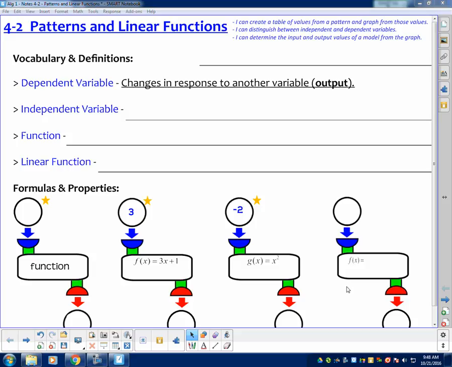So changes in response to another variable, output. The independent variable, if this is called the output, this is the y, the x is called the input.